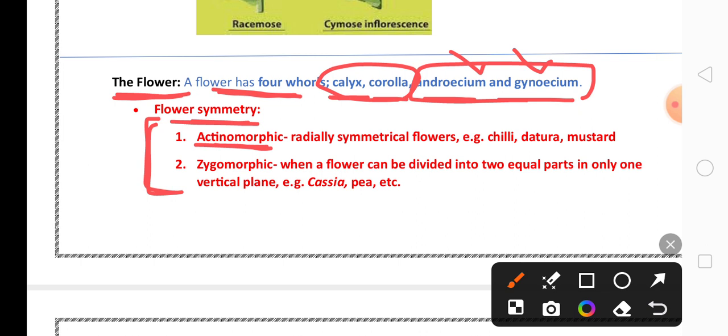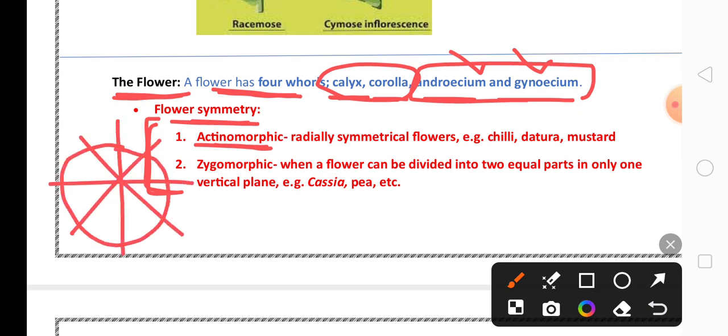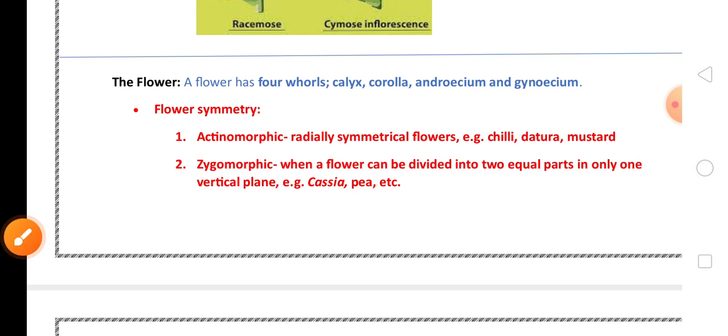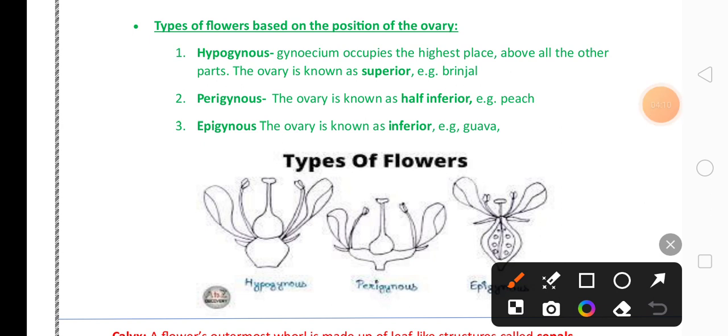Then flower symmetry for 2 marks, very important. Actinomorphic flowers means these flowers can be cut into 2 equal halves from any plane. That is called actinomorphic. Whereas zygomorphic flowers can be divided into 2 equal parts, that is only from 1 vertical plane. Another 3 marks very important question is different types of flowers based on the position of the ovary.